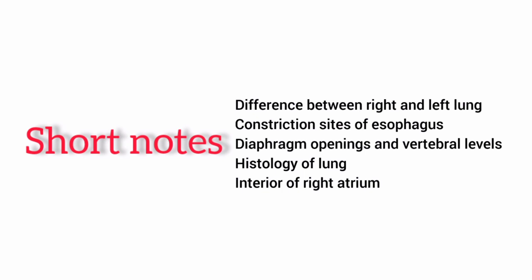In the histology of lung, the diagram is important, the features are important, and the interior of the right atrium can be asked separately as a short note, like the internal features including the anterior and posterior surfaces, which is the rough one and which is the smooth one, including the interatrial septum and the diagram.